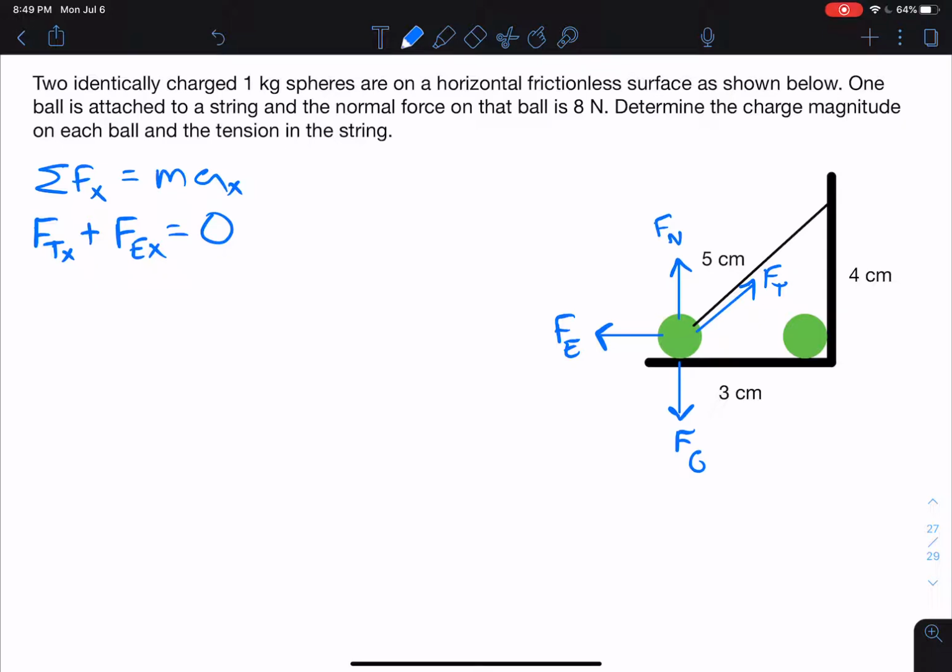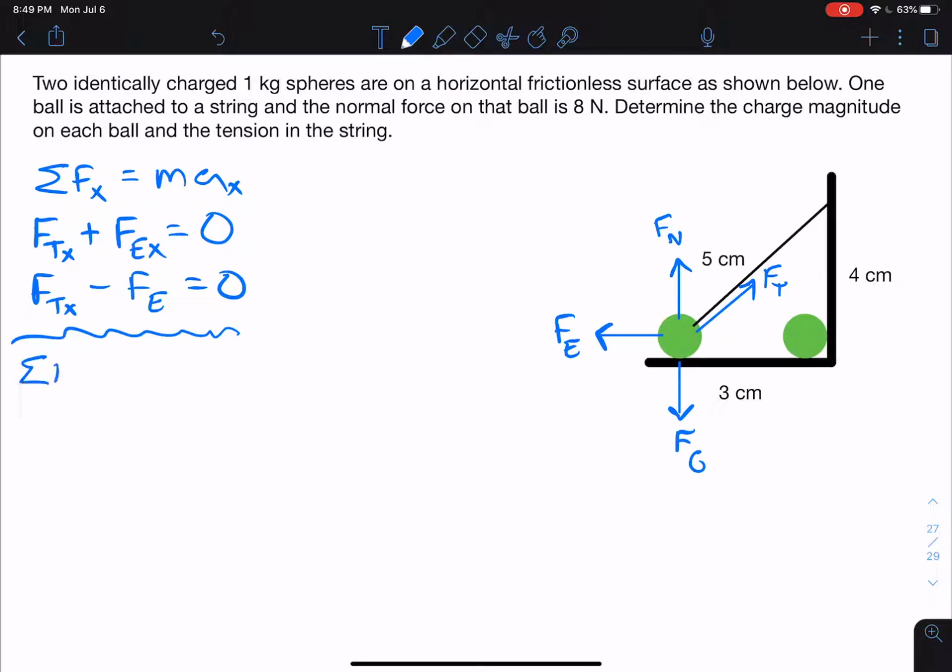Okay, now in this case, I'm going to call to the right positive. So since the electrostatic force is an axis vector, I can write this as minus F_E. And since I'm looking for the charge magnitude on each one, I can put in the formula for the electrostatic force, but I'm going to leave it right there. That's good enough for right now. We'll come back to it.